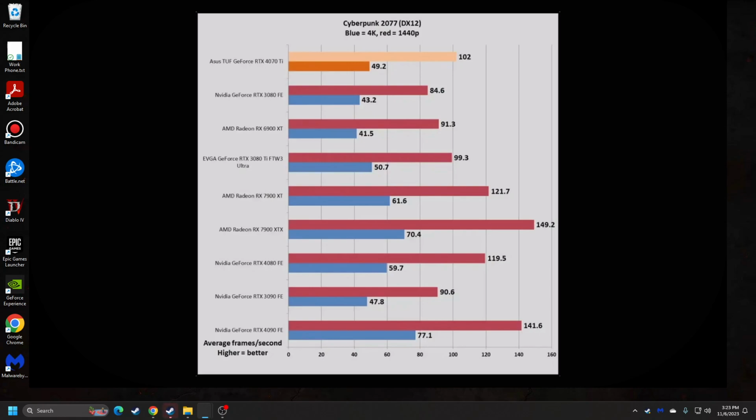Asus TUF GeForce RTX 3070 Ti, 4K, 49.2 FPS, 1440p, 102 FPS. NVIDIA GeForce RTX 3080 FE, 4K, 43.2 FPS, 1440p, 84.6 FPS. AMD Radeon RX 6900 XT, 4K, 41.5 FPS, 1440p, 91.3 FPS. EVGA GeForce RTX 3080 FTW3 Ultra, 4K, 50.7 FPS, 1440p, 99.3 FPS. AMD Radeon RX 7900 XT, 4K.